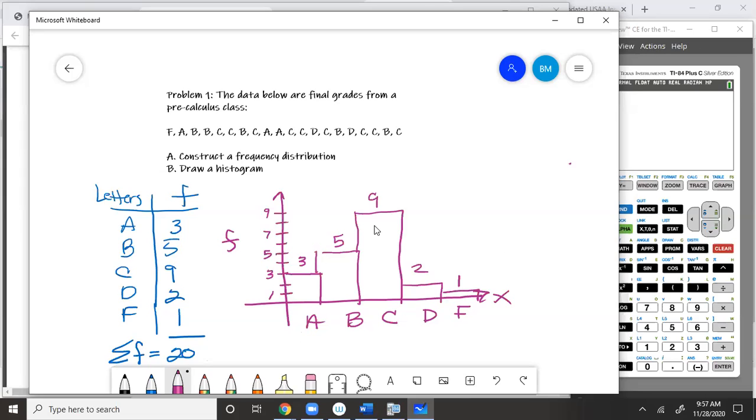And you can see that both in the frequency distribution and our histogram, the letter that occurs the most frequently in this data is the letter C. So most students got a C in this pre-calculus class.